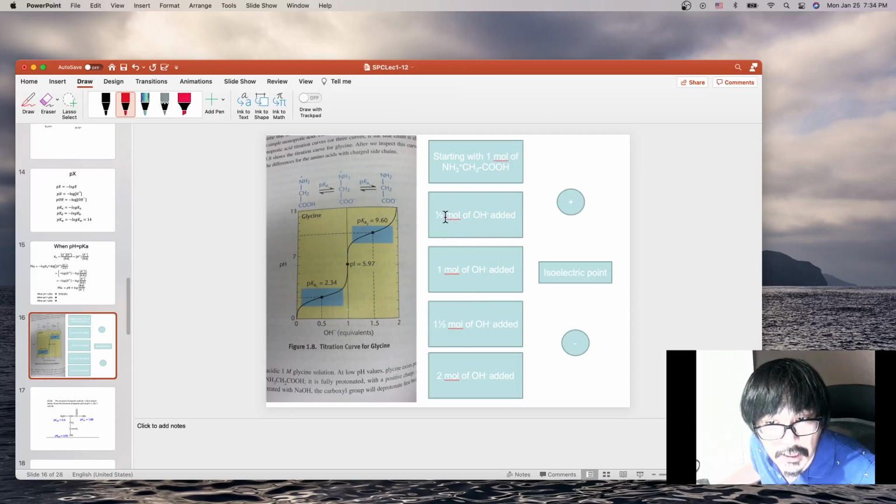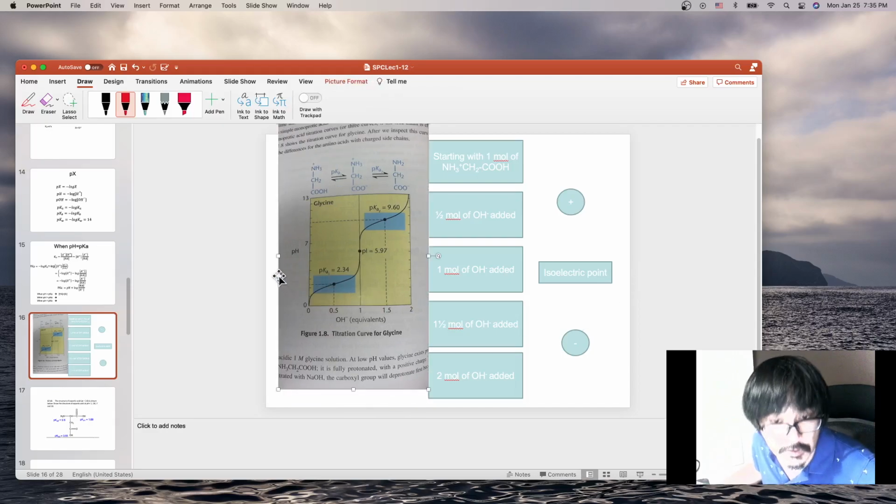Then half mole of OH is added. It's halfway, right? Going from here to here, it's halfway. So it's probably right around here. And then if you put 1 mole of this one, then you are at this point right here. And then if you have 1.5 mole of OH added, then you are right here. And then if you put 2 moles of that, then you are somewhere around here.